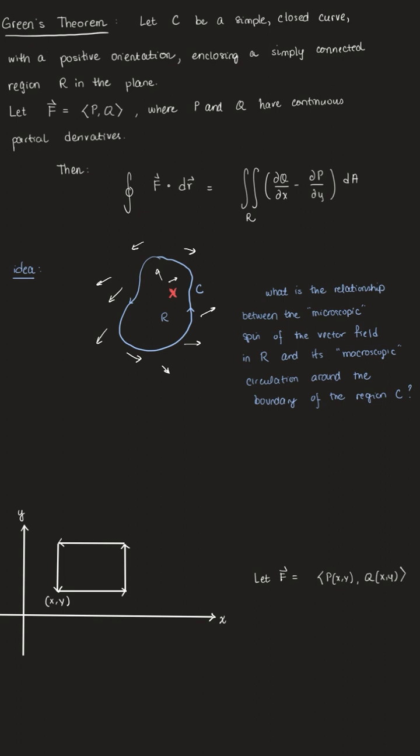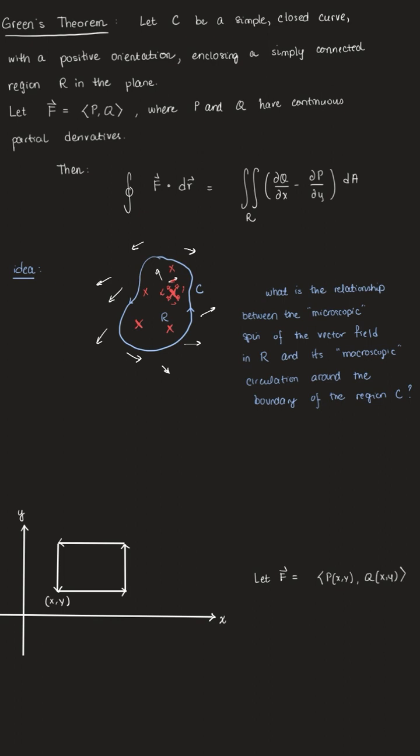And I want to know how much does that little spinner spin, right? So it's like a little paddle wheel that has a vertical axis along the positive z-axis, and it's going to spin depending on the vector field. And we put another spinner over here, and maybe it spins in a different direction or a different speed. And we put another spinner here, which spins in a different direction and a different speed. And we keep doing that throughout our region inside the curve.